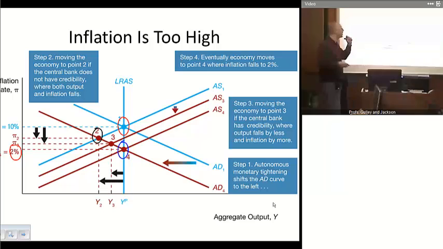Because remember, under the credibility situation, everybody believes what the Fed is going to do. They trust the Fed to follow through on its actions, and as a result, they adjust their inflationary expectations. So the economy, in other words, moves more quickly from point 1 to point 4. And as a result, there is less of a loss of output and a lower increase in unemployment than in the no credibility situation.